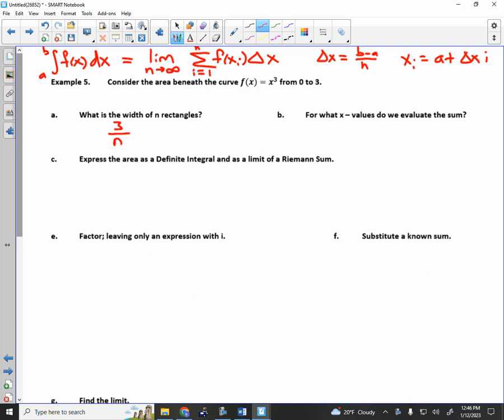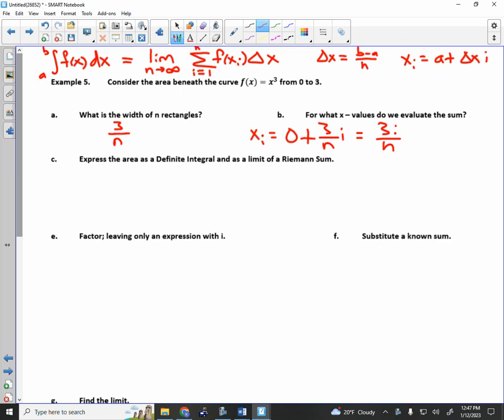We move on. For what x values do we evaluate the sum? x sub i is going to be equal to what? What is a? 0 plus what is delta x? What's your width? 3 over n times i. Or in other words, 3i over n. Those are the x values at which we evaluate the sum, or the heights. Any question? Good, then we're ready to move on to this piece.